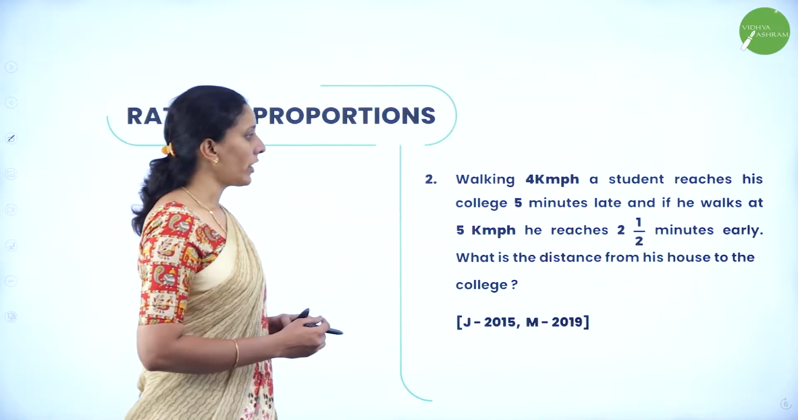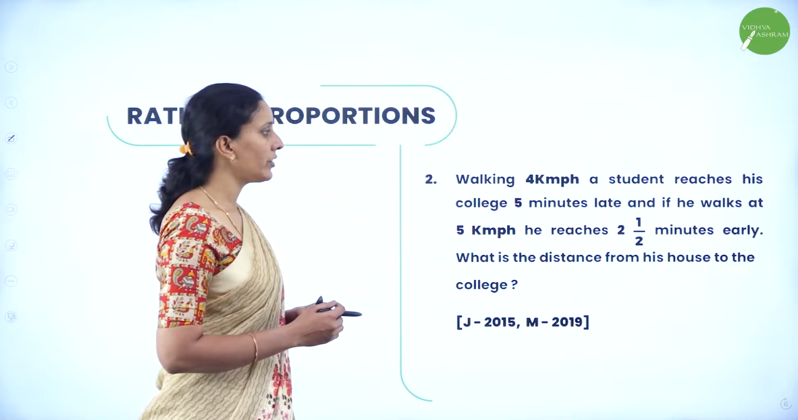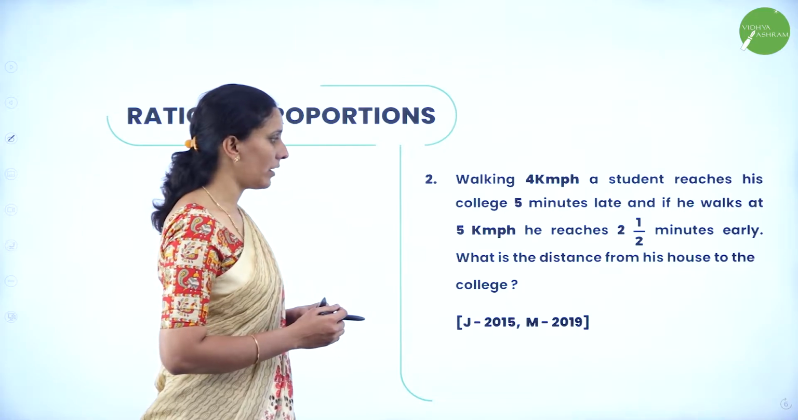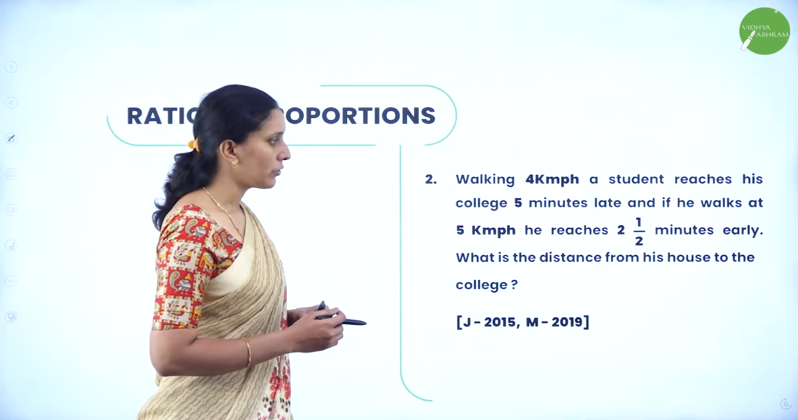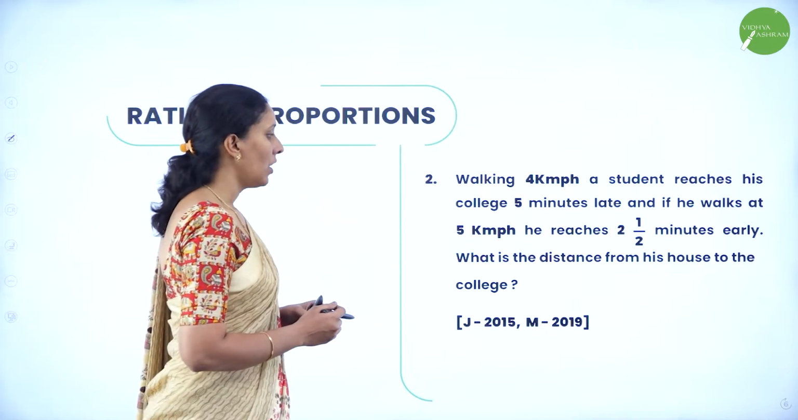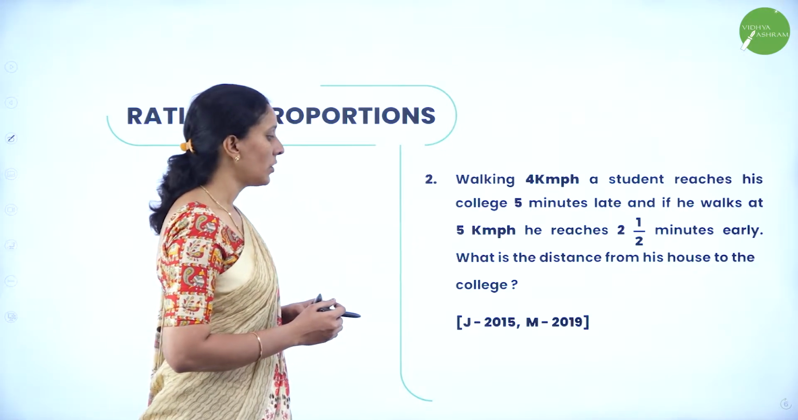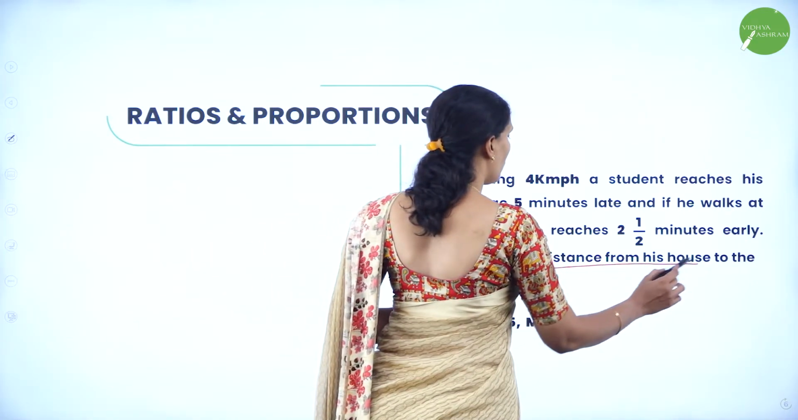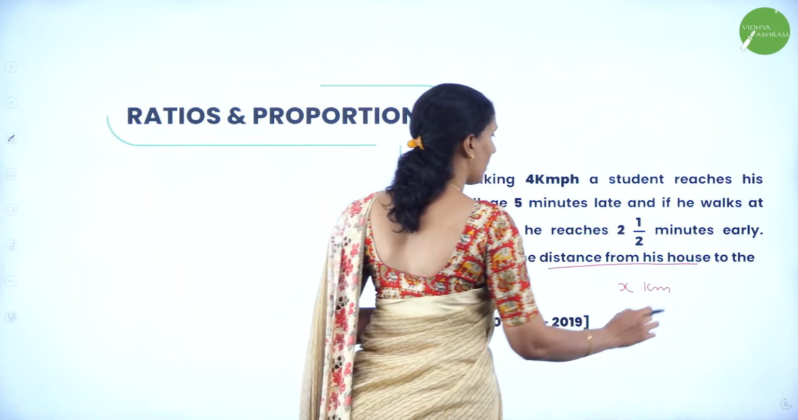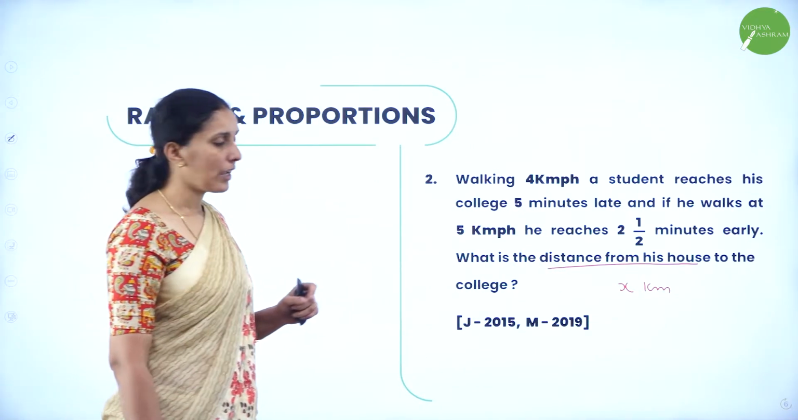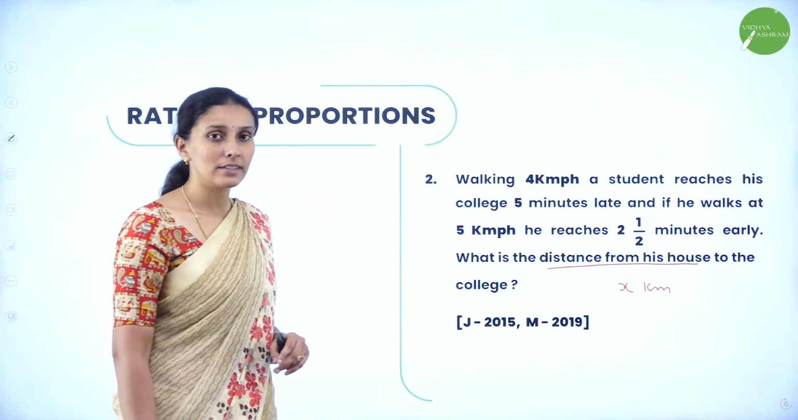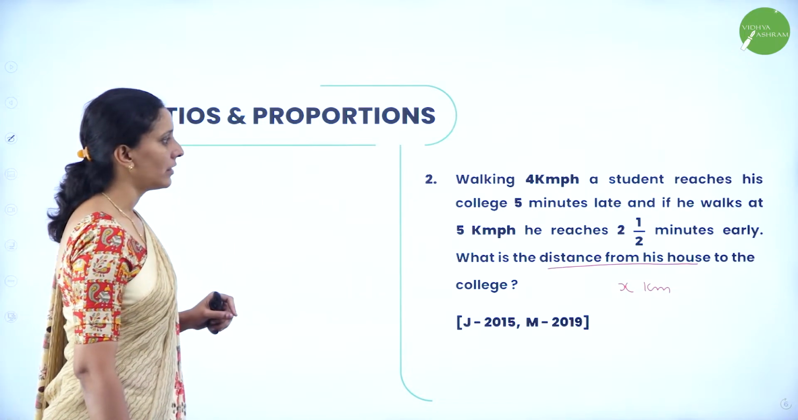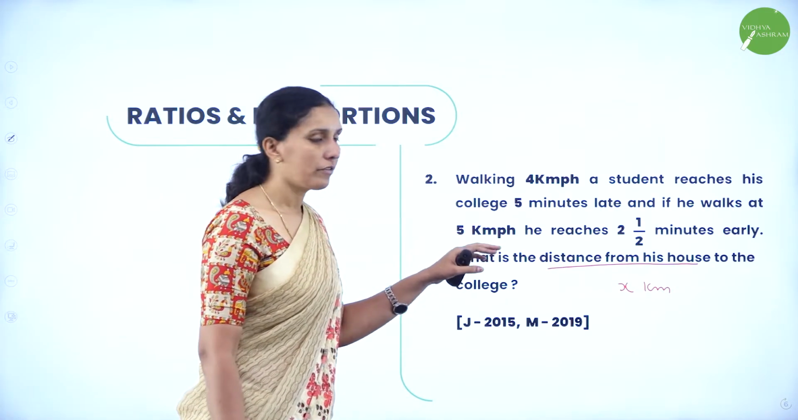Next question. Walking at 4 km per hour, a student reaches his college 5 minutes late, and if he walks at 5 km per hour, he reaches 1/2 minutes early, that is 2.5 minutes early. What is the distance from his house to the college? So let the distance from his house be x kilometers. Then the time taken by him will be equal to the distance divided by the speed. So therefore I can take the first 4 km per hour in terms of 5 minutes late.